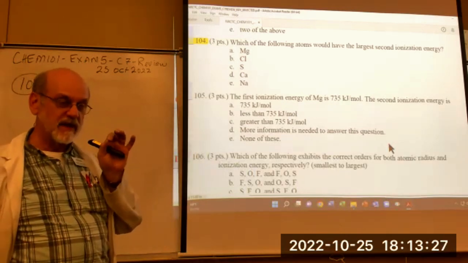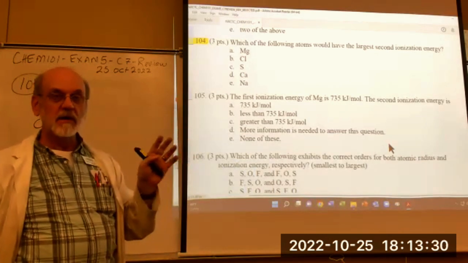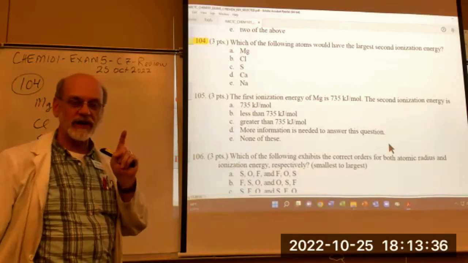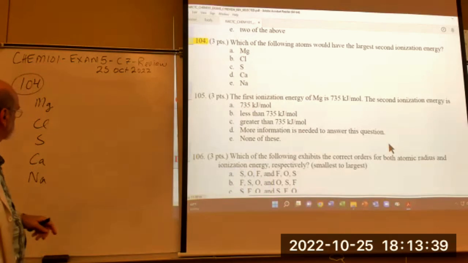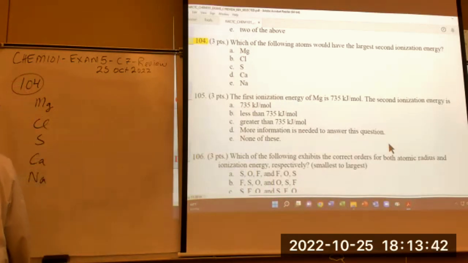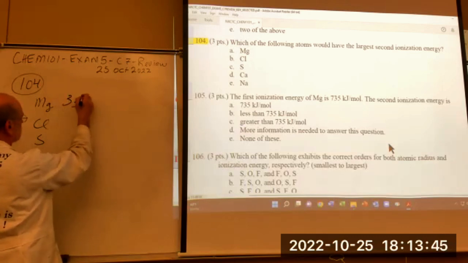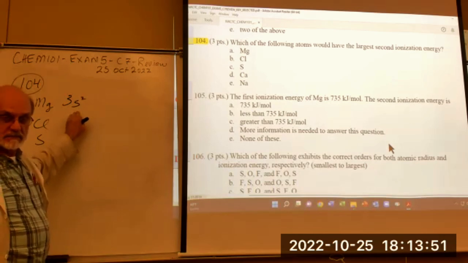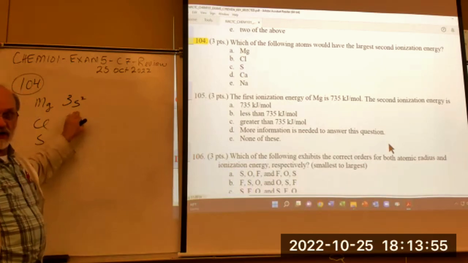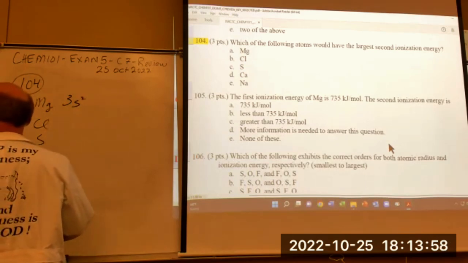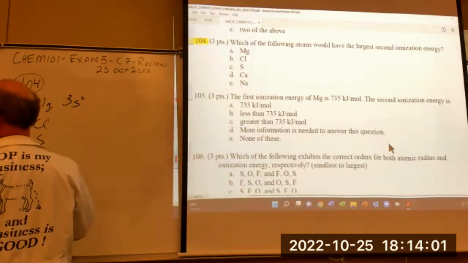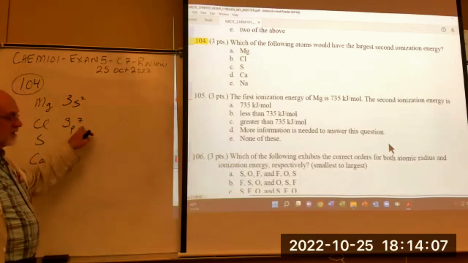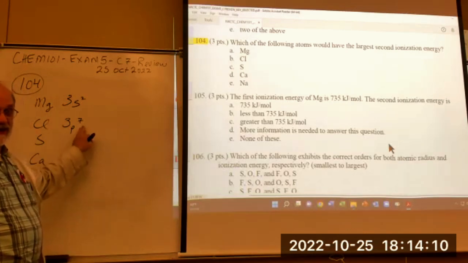Second ionization energy really jumps up when the second electron you remove comes from the core. So let's look for one that has the core electron after the first one is lost. Magnesium, what are its valences? Magnesium is 3s2. So the second electron would require more energy. But we're not in the core yet. How about chlorine? Chlorine's got 3p7. Right? You're definitely not in the core there. You got 7 electrons before you get down to the core.